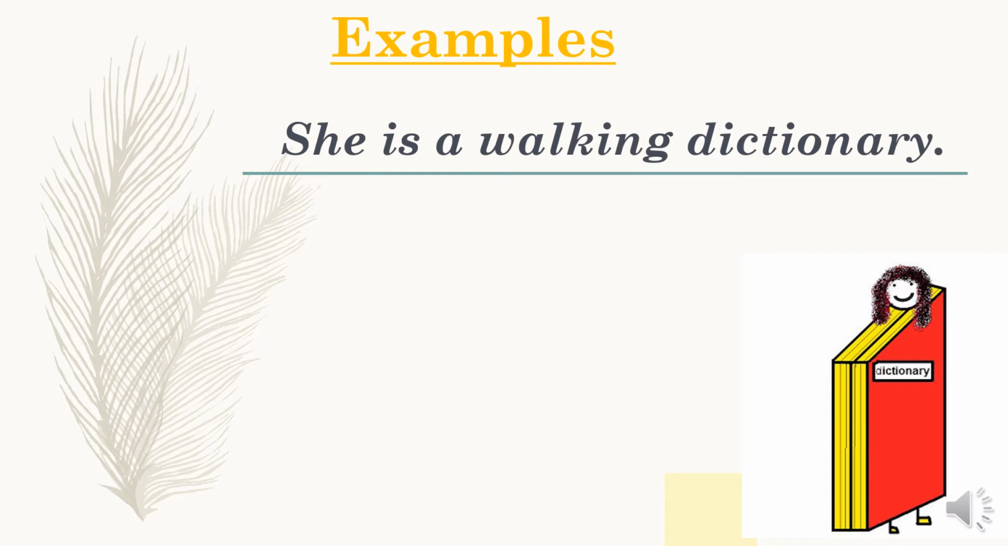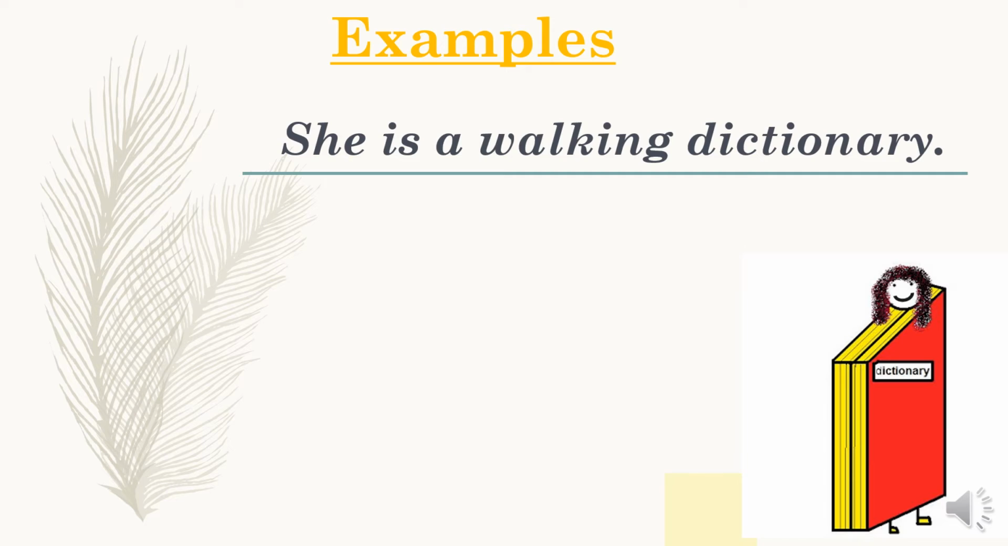She's a walking dictionary. This is a metaphor. Why? Because we compared a girl to a dictionary, so they are not similar. We compare something to another, and they are not similar. And did we use as or like in the metaphor? No, we didn't use as or like. Then this is a metaphor.